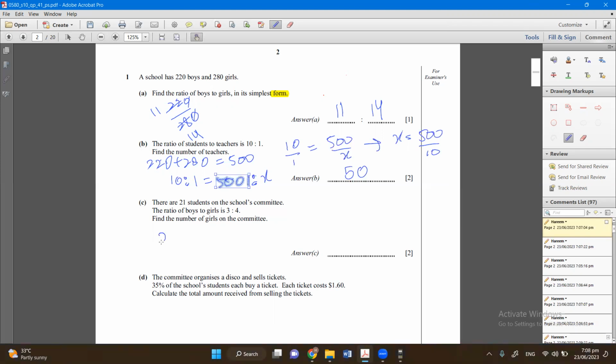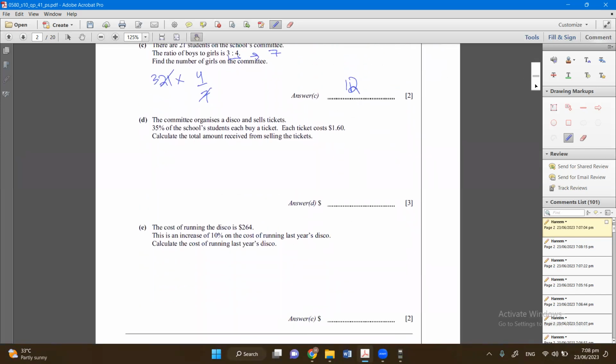So the total number is 21. The sum of the ratio will be 4 plus 3, which is 7. So we will multiply 21 by 4 over 7. The 7 is the total sum of the ratio and 4 is the ratio of girls in the committee, and 21 is the total number of students. So 7 threes are 21 and 4 threes are 12. So 12 is our desired answer.